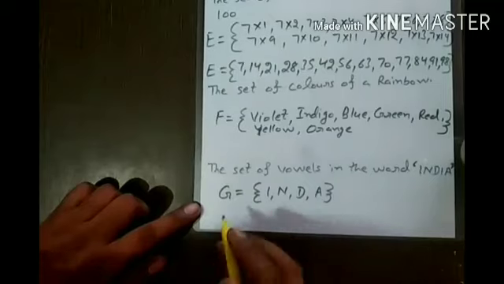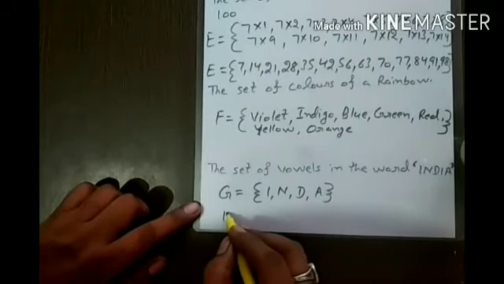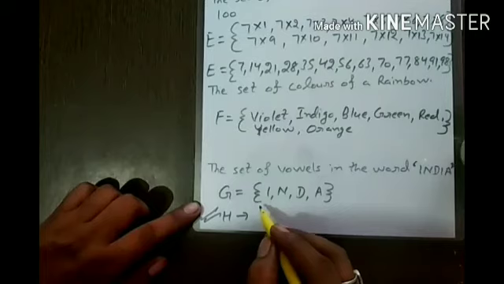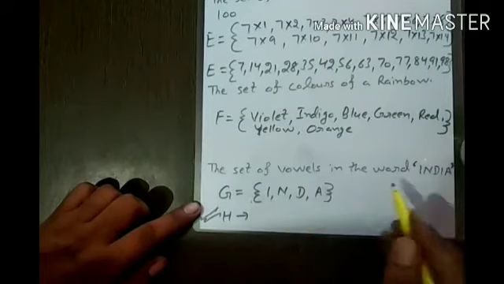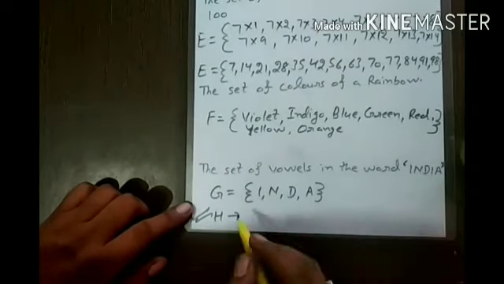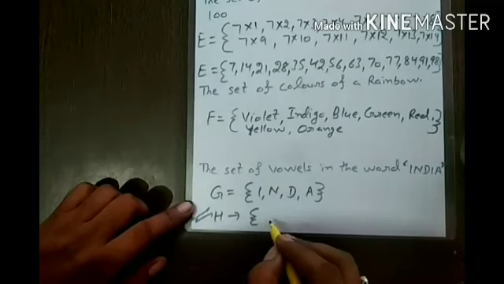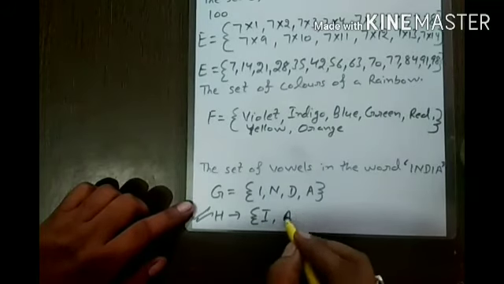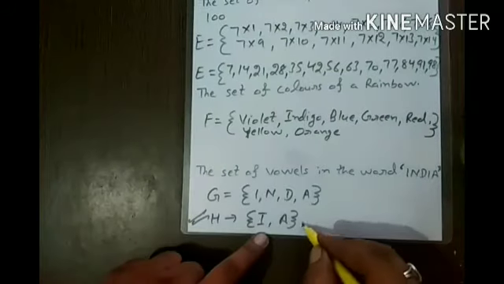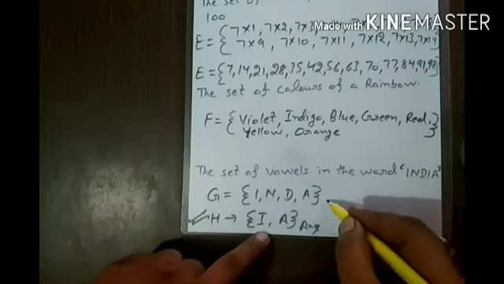Now which are the vowels? Now this is our question. Here you can see that we have chosen just vowels, and what are the vowels? I and A are the vowels. So I and A are the vowels. This is my answer. Okay, this is just for explanation.